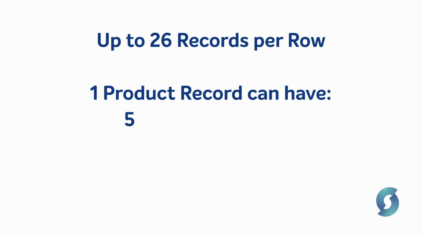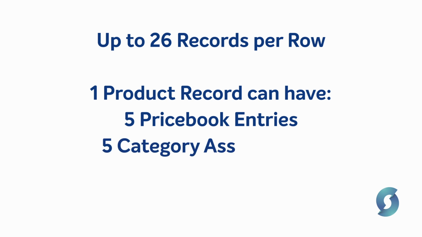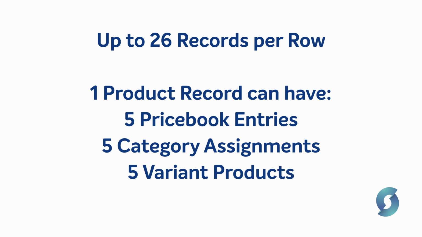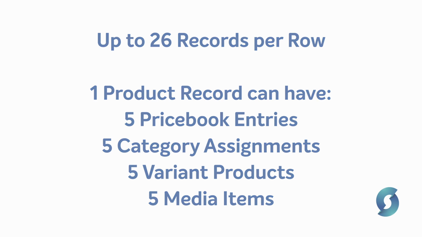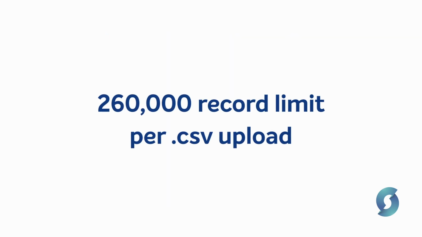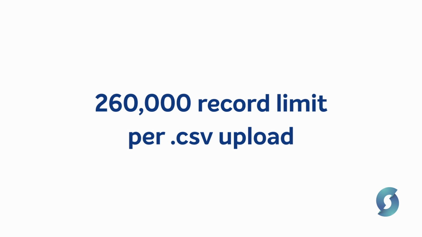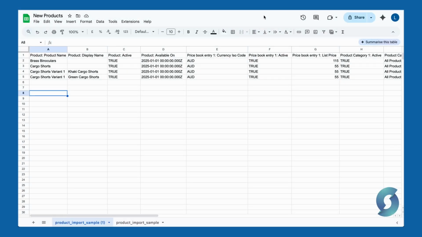Each product row can also have a maximum of up to 26 records, which includes up to 5 separate price book entries for a single product, up to 5 assignments to different product categories, up to 5 product variants for a single master product, and up to 5 individual pieces of media per product. This allows for a maximum of 260,000 individual records to be uploaded at one time in a single CSV file. So once I'm ready, I'll then save this CSV and then go ahead and import it.